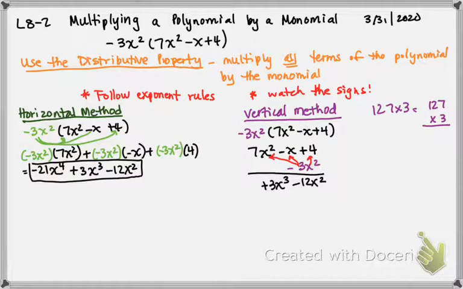So negative 3 times positive 7 is going to give me a negative, oops, sorry, I forgot to change my color here. Let's erase that. And let's go to black. So I get negative 21x to the 4th. And I should get exactly the same answer. Now I do, okay?